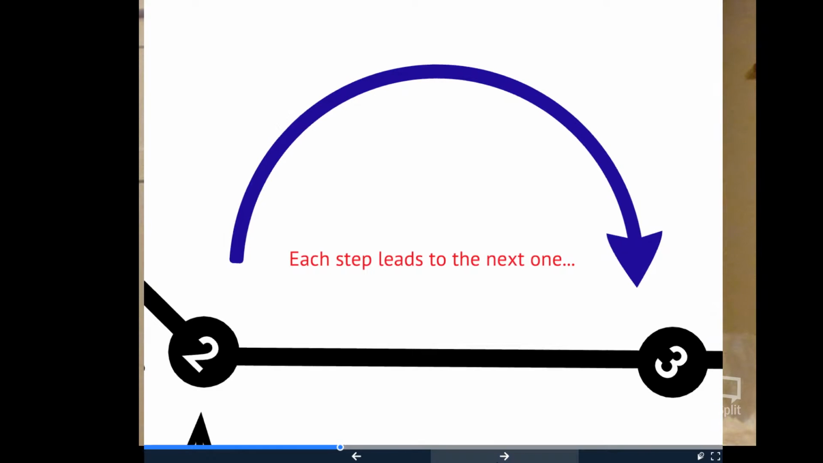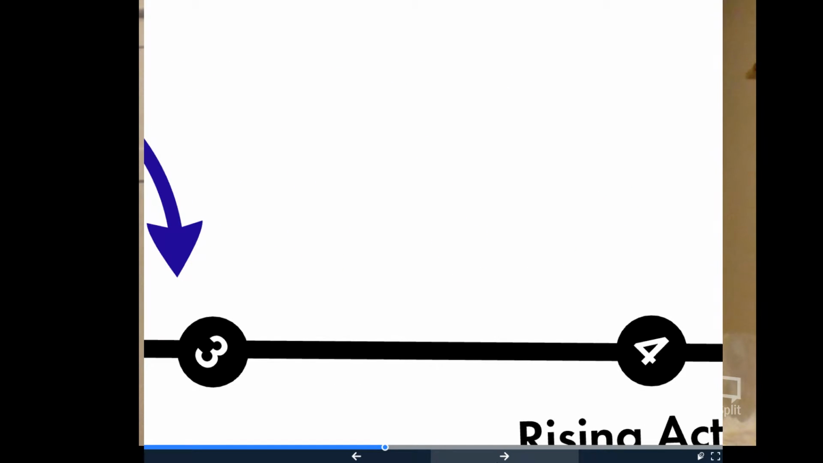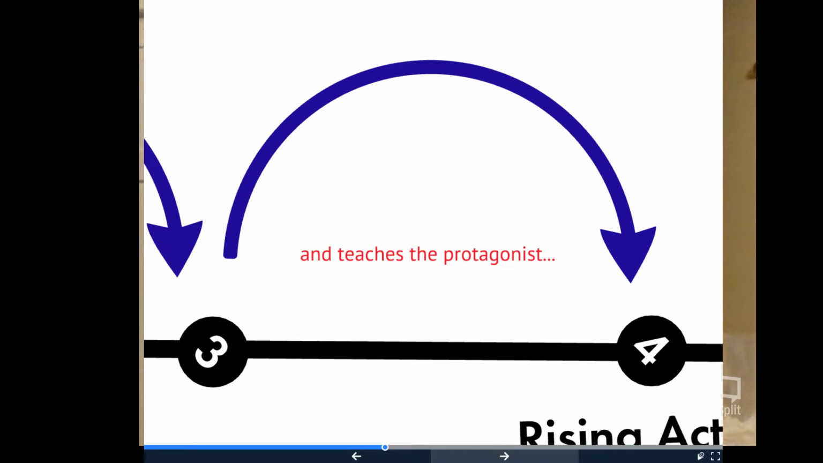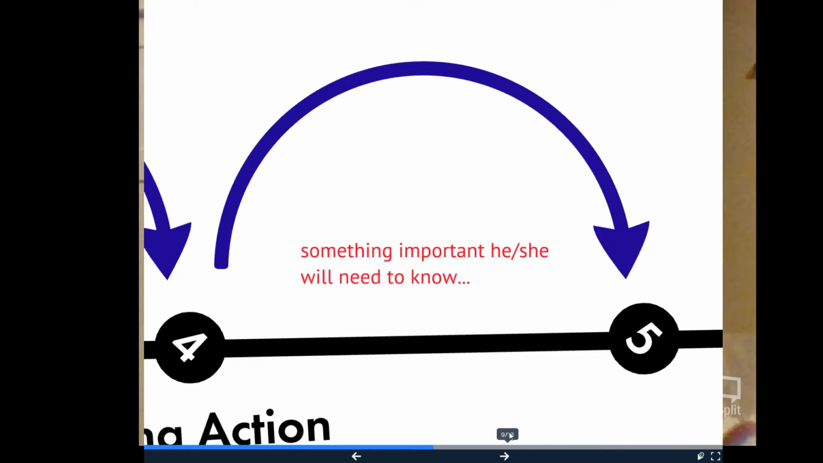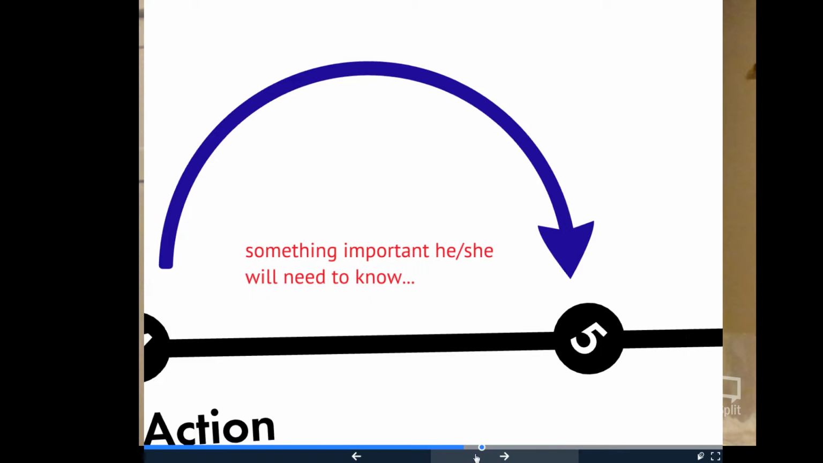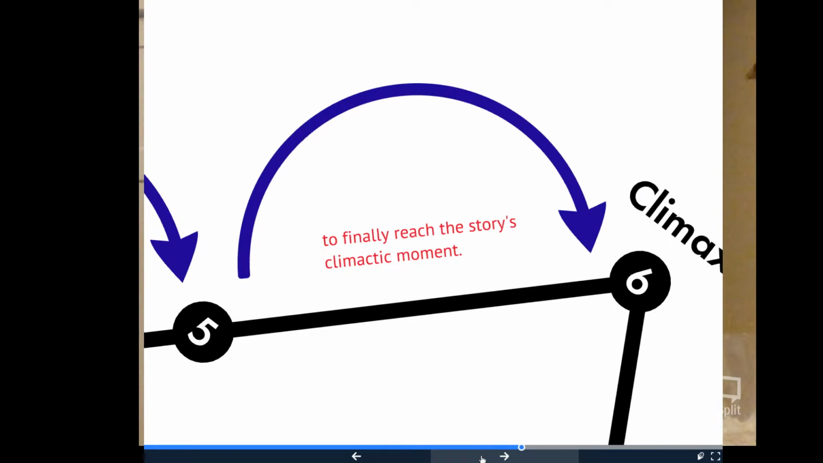Okay, each step leads to the next one and teaches the protagonist something important he or she will need to know. It's all of these learning experiences, if that makes sense. It's all these different adventures, it's all these different steps that's going to rise. It's literally bringing us to the climax, to finally reach the story's climactic moment.